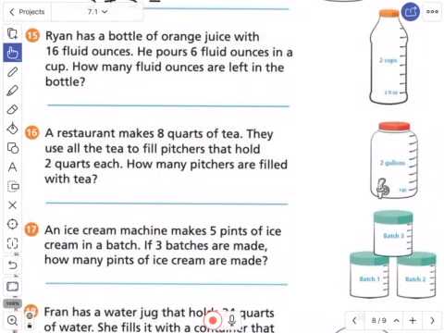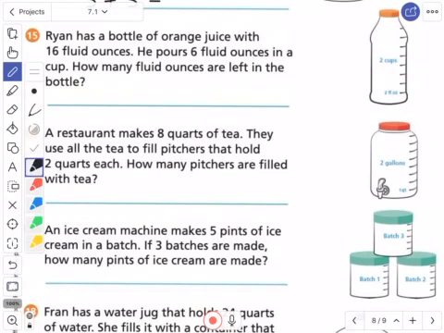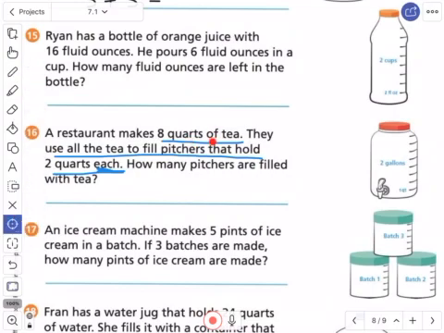16. A restaurant, I really should be doing my underlining. What am I doing? A restaurant makes 8 quarts of tea. They use all the tea to fill pitchers that hold 2 quarts each. How many pitchers are filled with tea? So they have 8 quarts altogether, and they use it all to fill pitchers, and you can put 2 quarts in each. So they have 8 total. They can put 2 in each.